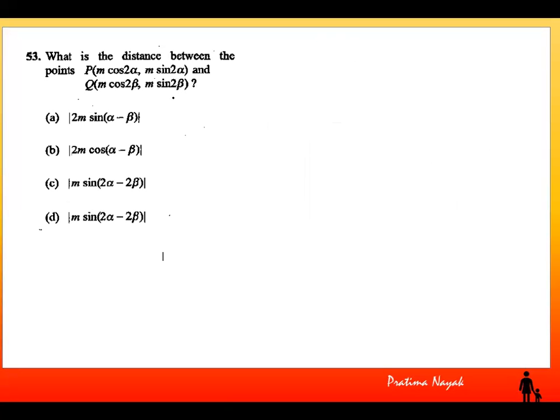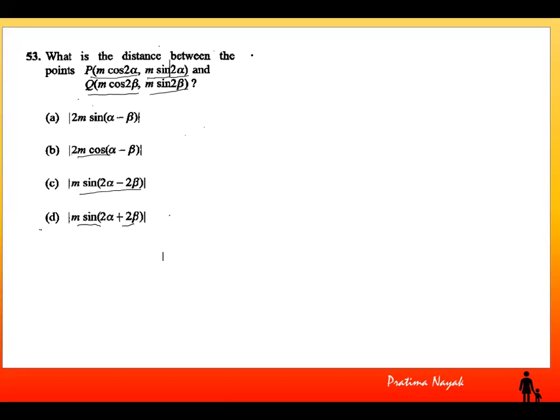Now, what is the distance between the points? P is equal to (m cos 2 alpha, m sin 2 alpha). Q is the point whose coordinates are (m cos 2 beta, m sin 2 beta). The options are 2m sin(alpha minus beta), 2m cos(alpha minus beta), m sin(2 alpha minus 2 beta), m sin(2 alpha plus 2 beta).